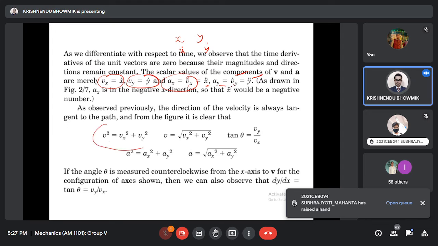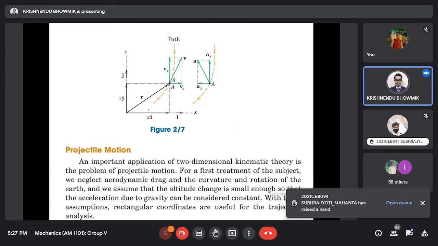And we know velocity is this, velocity is the square root of this, and tan theta equal to this. And acceleration is this, and then tan phi equal to ay by ax. The way I told before also, correct? That's fine. Now, maybe this is the path of the body. Now, this is the position vector, sorry, r. R has two components, x i and y j.